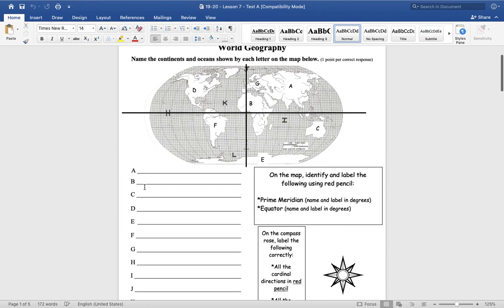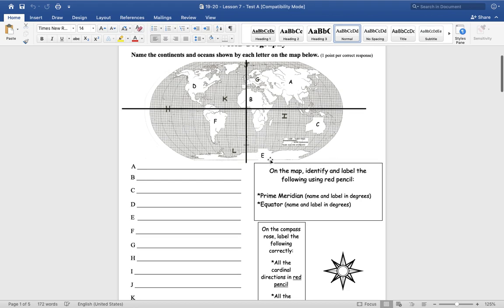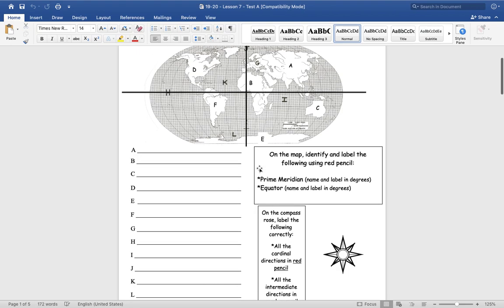Once you have that, please exchange your regular pencil for your red pencil. It says, on the map, identify and label the following using red pencil. So please identify and label the prime meridian. Make sure you write its name and label in degrees using your red pencil. And then do the same with the equator, its name and label in degrees. Once you have that written here on the map in red pencil, keep your red pencil in your hand.